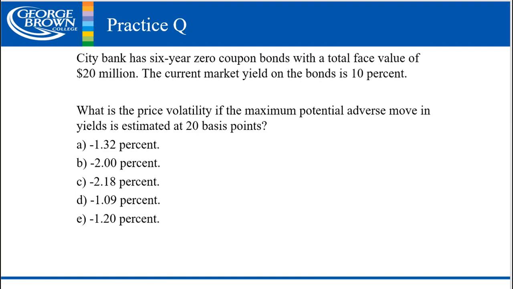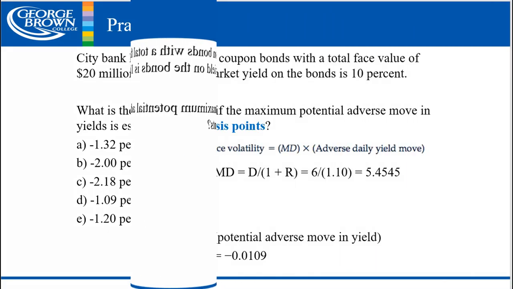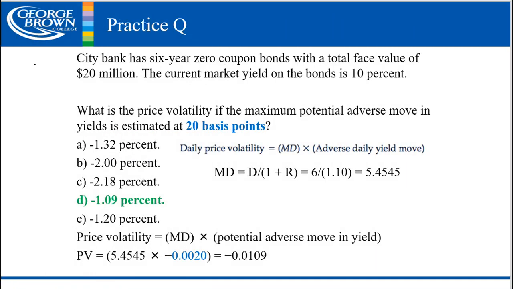Okay, the next practice question: Citibank has 6-year zero coupon bonds, total face value of 20 million. Current market yield on the bonds is 10%. Now this question is, what is the price volatility if the maximum potential adverse move in yields is estimated at 20 basis points? A, negative 1.32%, B, negative 2%, C, negative 2.18%, D, negative 1.09%, or E, negative 1.2%. Okay, very good question. You can see where this is headed, where we're building it up.